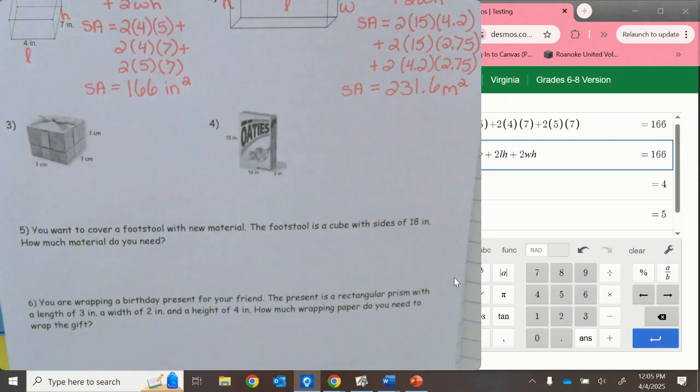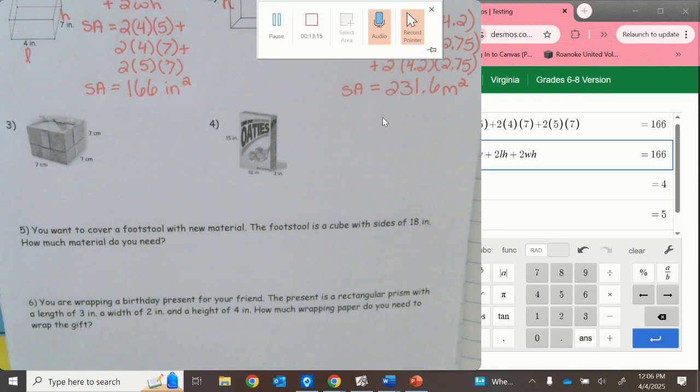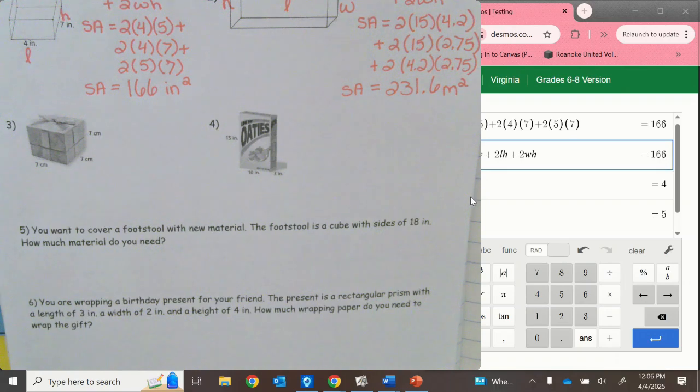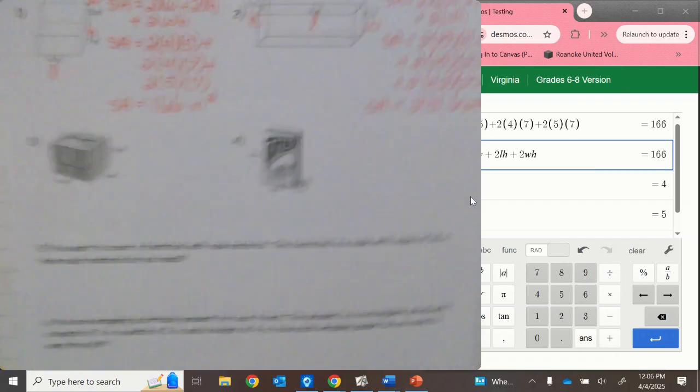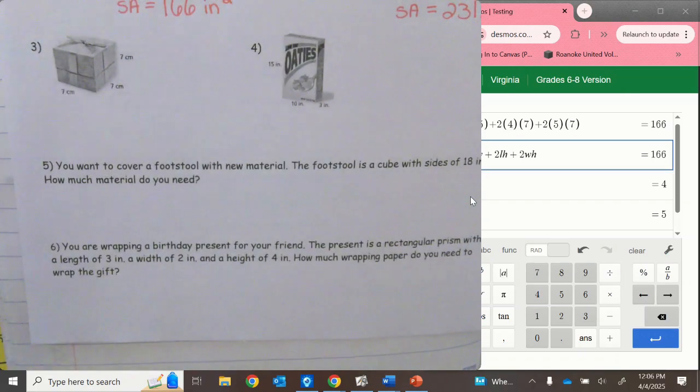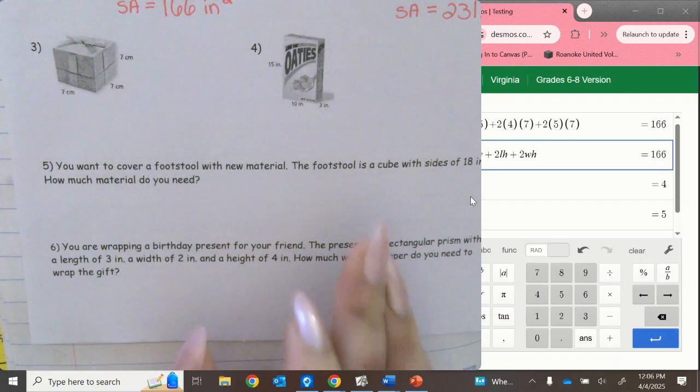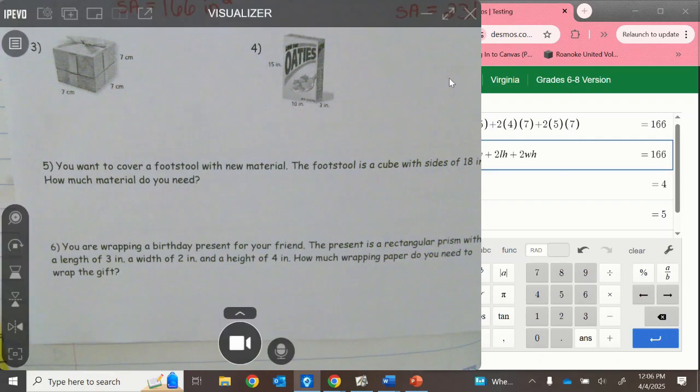Question? All right, moving on to number 3. So do we know, this is a special type of rectangular prism. Do we know what type of rectangular prism this is?